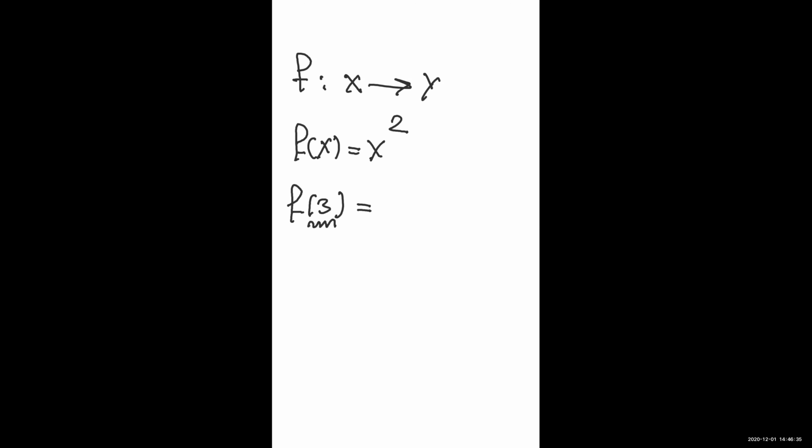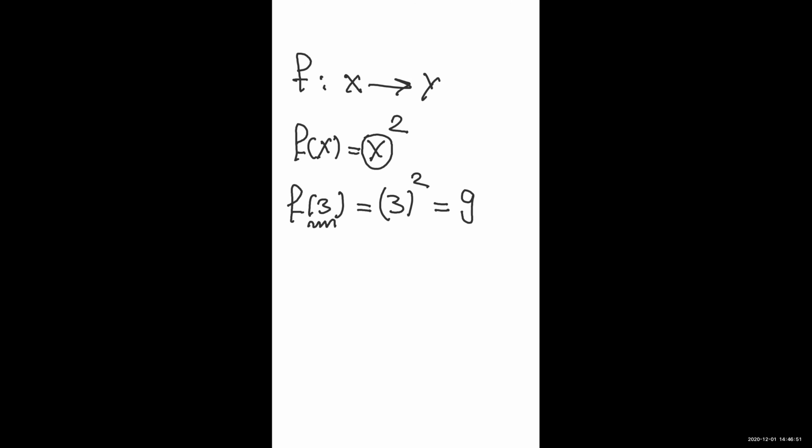If there is a function from x to y, or x on y, and this function, for example, f of x equals x squared. So if I want to get f of 3, I will substitute with 3 as a value for x. So f of 3 equals x squared, which is 3 squared. So f of 3 will equal 9.